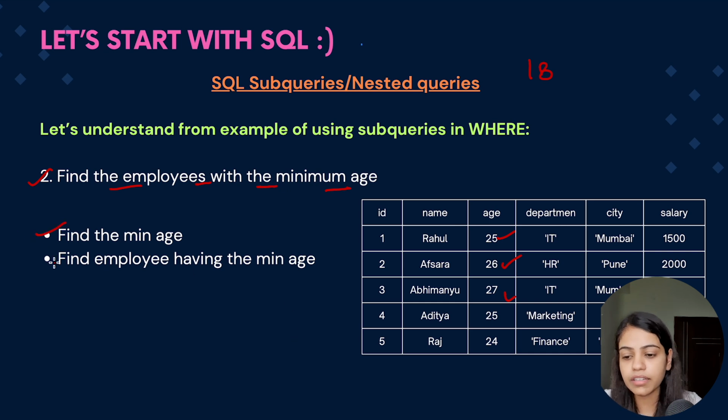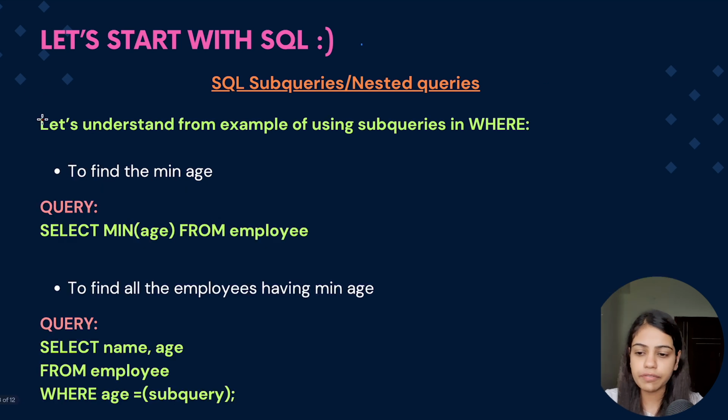So firstly, we will break the problem. First we'll find the minimum age, and secondly, we'll find the employee who is having the minimum age. So how can we find that? First we need to find the minimum age. To find the minimum age, we can give the query select min age from employee. So this will give me a minimum age, consider R2.